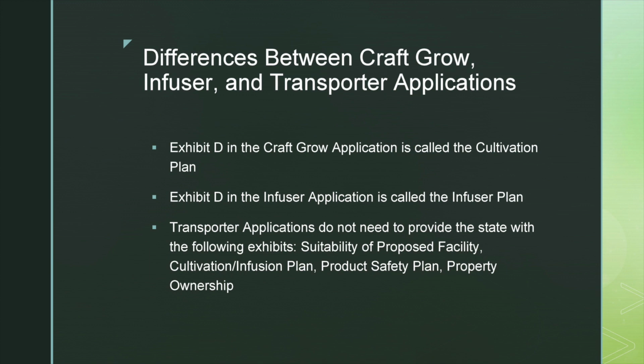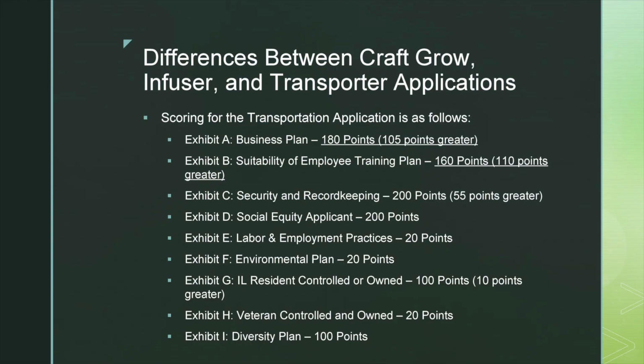So Exhibit D in the craft grow application is called the cultivation plan, and Exhibit D in the infuser application is called the infuser plan. It asks for mainly the same things. However, it is just based on whether or not you're going to be a craft grow or an infuser. Transportation applications don't need to submit the suitability of proposed facility, the cultivation and infusion plan, the product safety plan, or the property ownership plan.